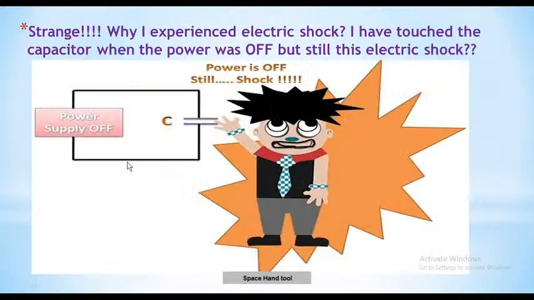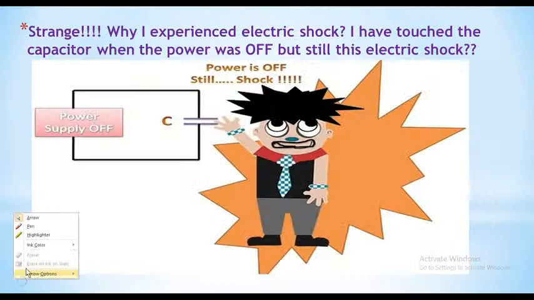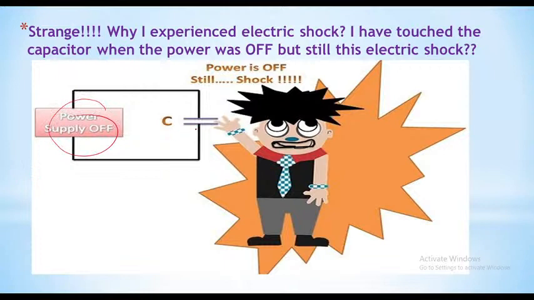Now observe another case. Here the power supply is off. The capacitor is there, but the bleeder resistor is also not there. This is case two. In this particular case also, the operator will experience an electric shock. It is strange. Why does this happen? Even when the power supply is off, the operator will experience an electric shock.